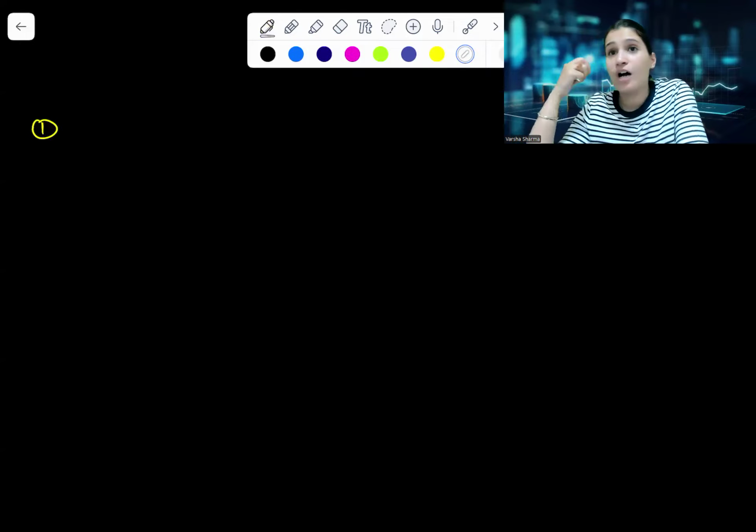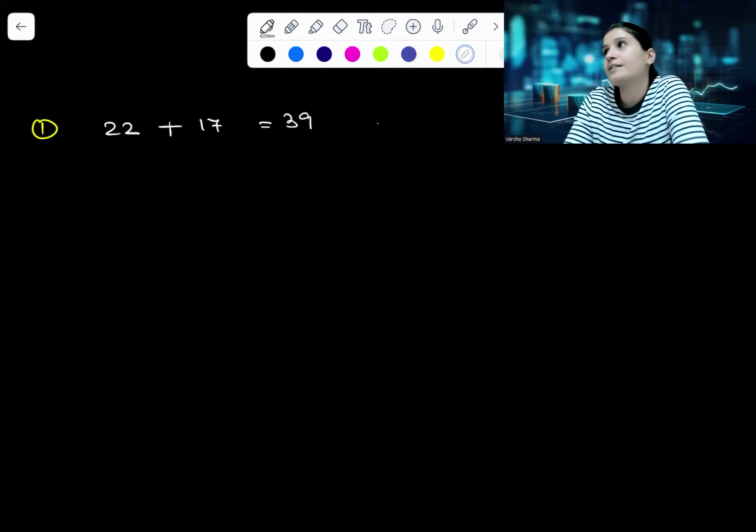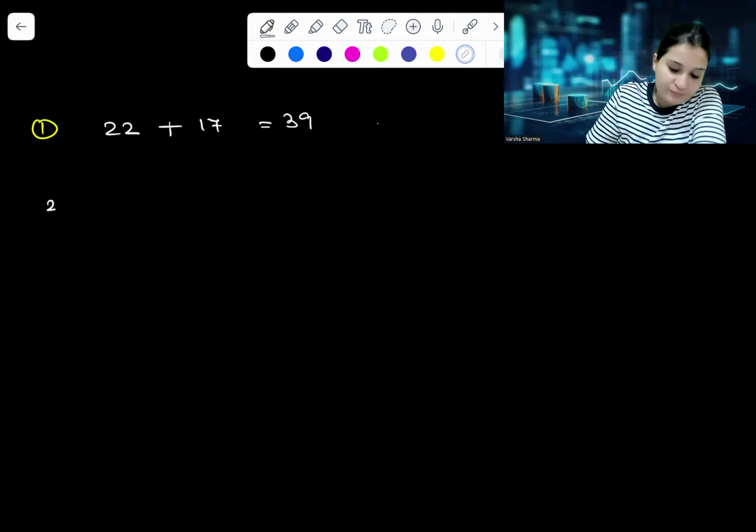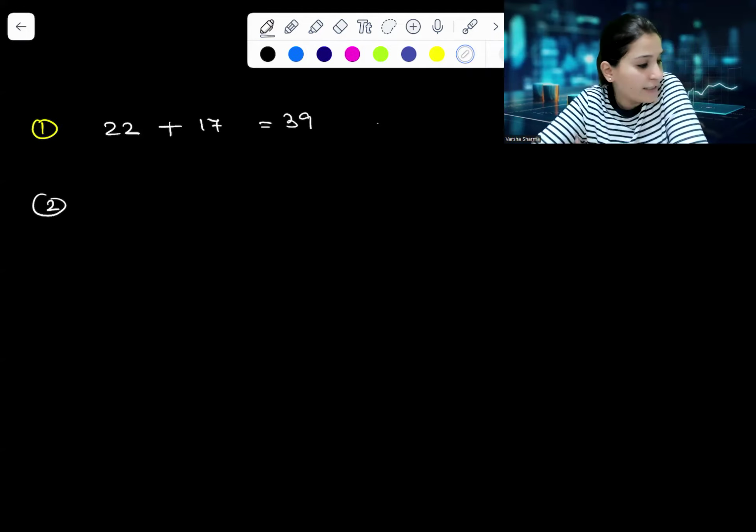So, how many ways are there to select a girl? 22 ways. And how many ways are there to select a boy? 17. And since it is or, we add: 39 ways. How will I present? Number of ways to select a girl, 22. Number of ways to select a boy, 17. Total number of ways, 22 plus 17, 39. Clear?